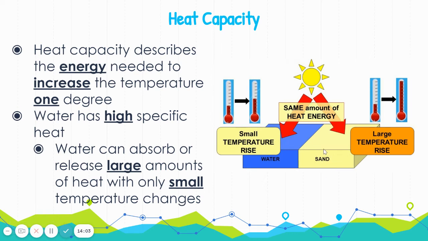So this is why when you go to the beach, the sand is very hot because it has a low heat capacity, while the water is cool because it has a high heat capacity. There's the same amount of heat energy hitting both surfaces, but because of this nature of water, even though a lot of heat is going into it, the temperature is only going to go up a little bit. So water doesn't change temperature as quickly as land, for example.